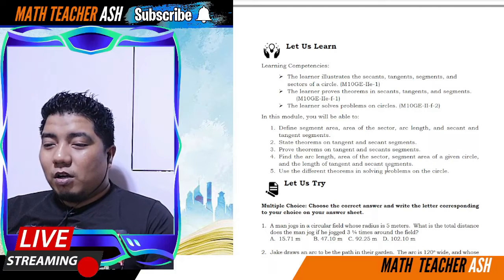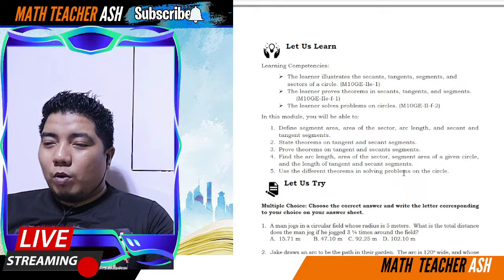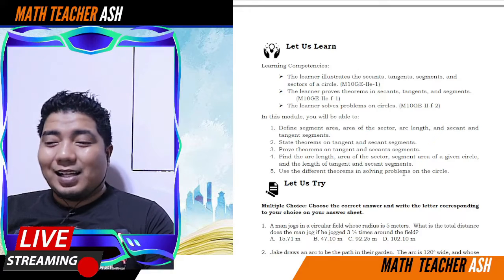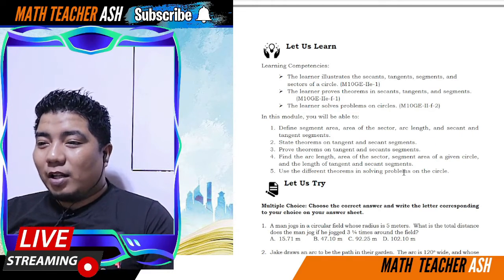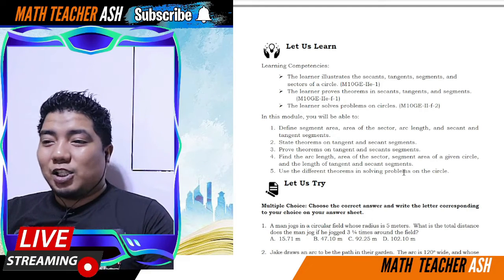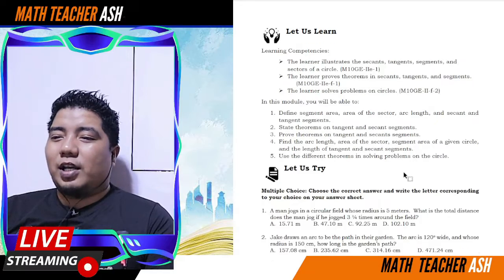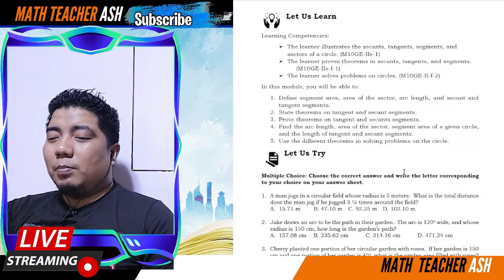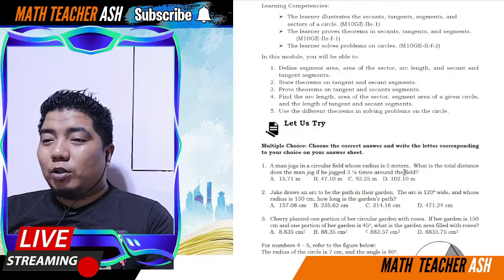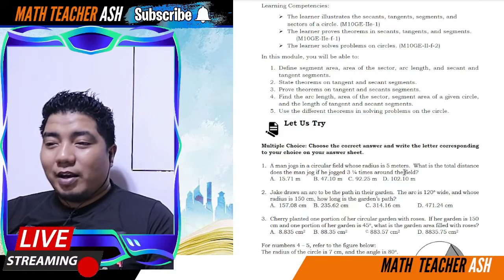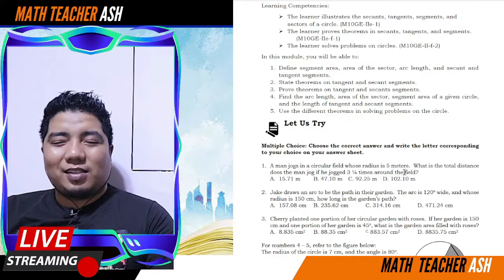So, here are the objectives. From the competency, you are expected to illustrate secants, tangents, segments, and sectors of a circle, to prove theorems on secants, tangents, and segments, as well as to solve problems on circles. In this module, in particular, you should be able to define segment area, area of a sector, arc length, and secant and tangent segments.